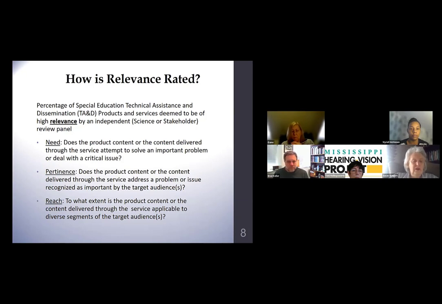So the independent panel of reviewers judges the relevance of a service by scoring each dimension on a 4-point scale, very low to very high. And together, the 3 dimensions add up to as many as 9 points. And again, all scores of 6 and higher are considered highly relevant.